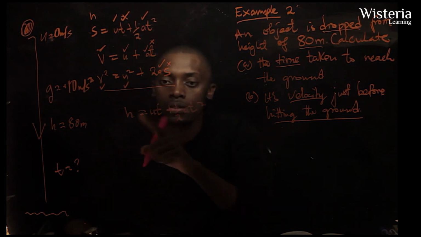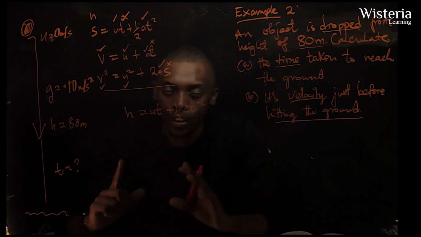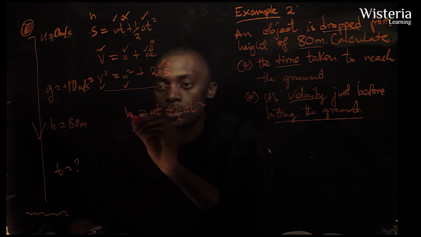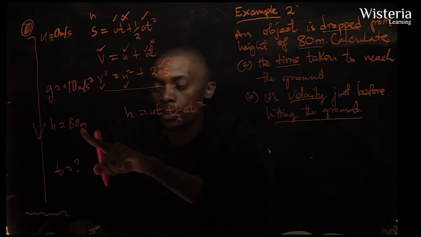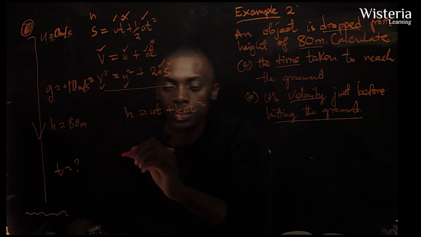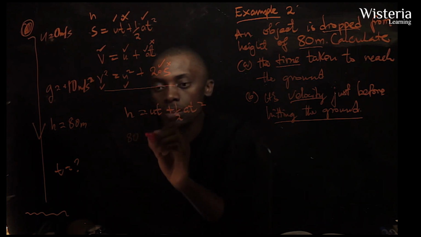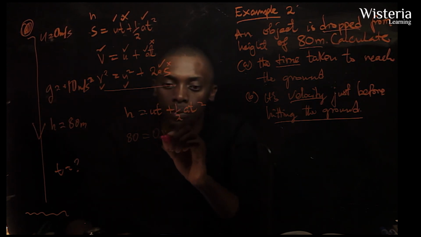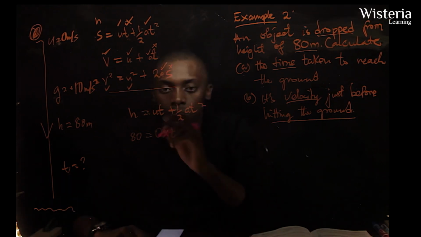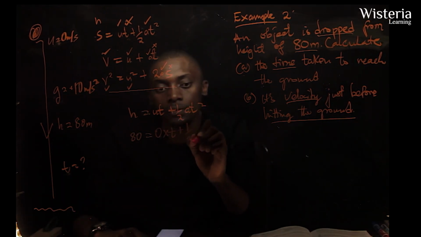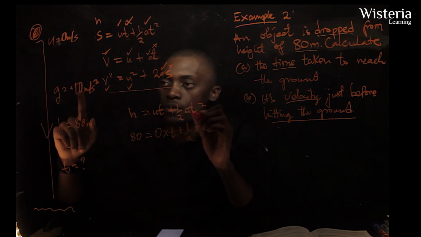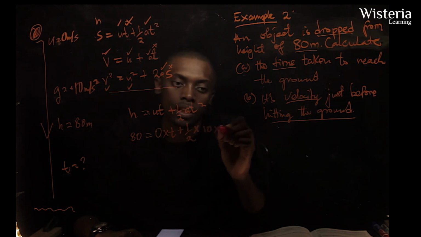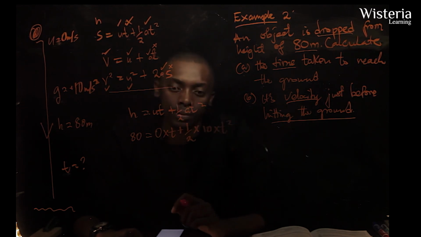Why this equation? Because all the variables in this equation are given except the one which you want to calculate for, and that's how you find your equation. So your h is the 80 meters for this object as it falls. So 80 equals u, which is 0 meters per second, multiplied by the time which we are looking for, and then we add half multiplied by the acceleration due to gravity, which is positive in this case, so it's positive 10 times t squared.